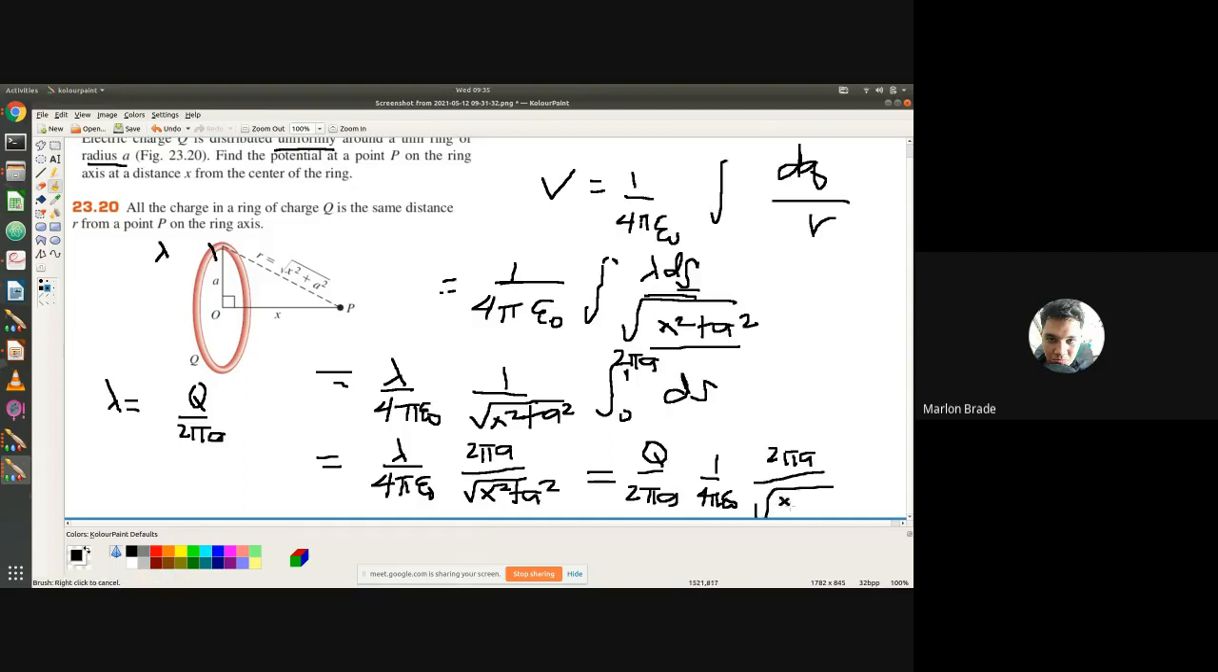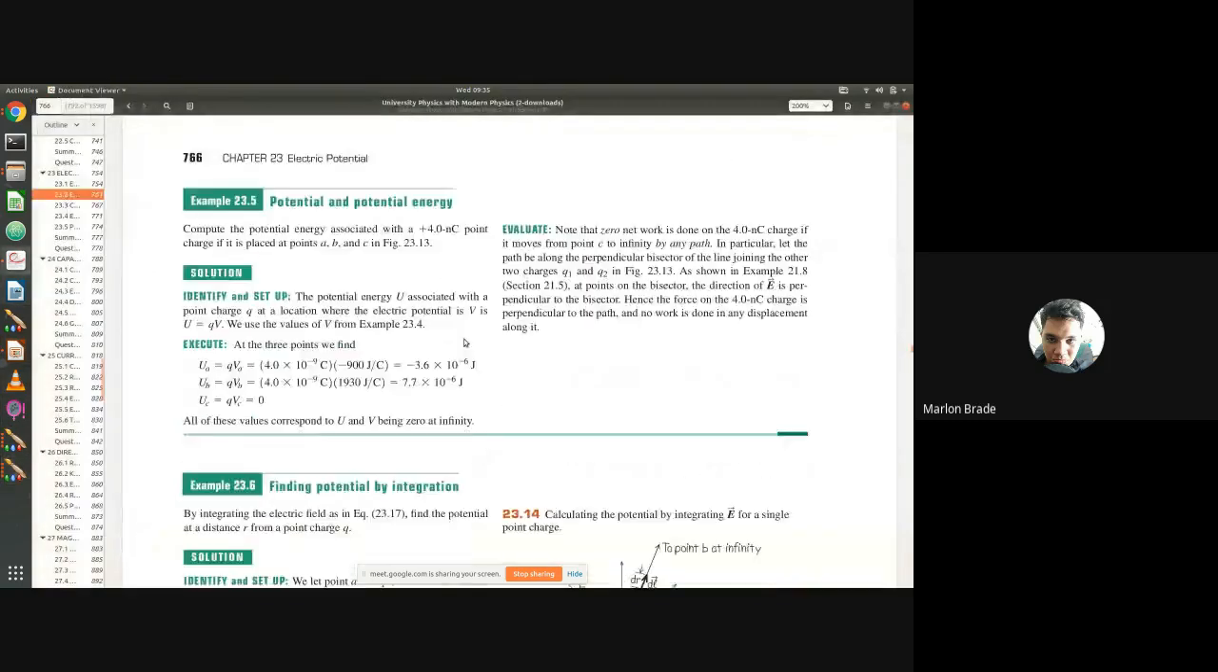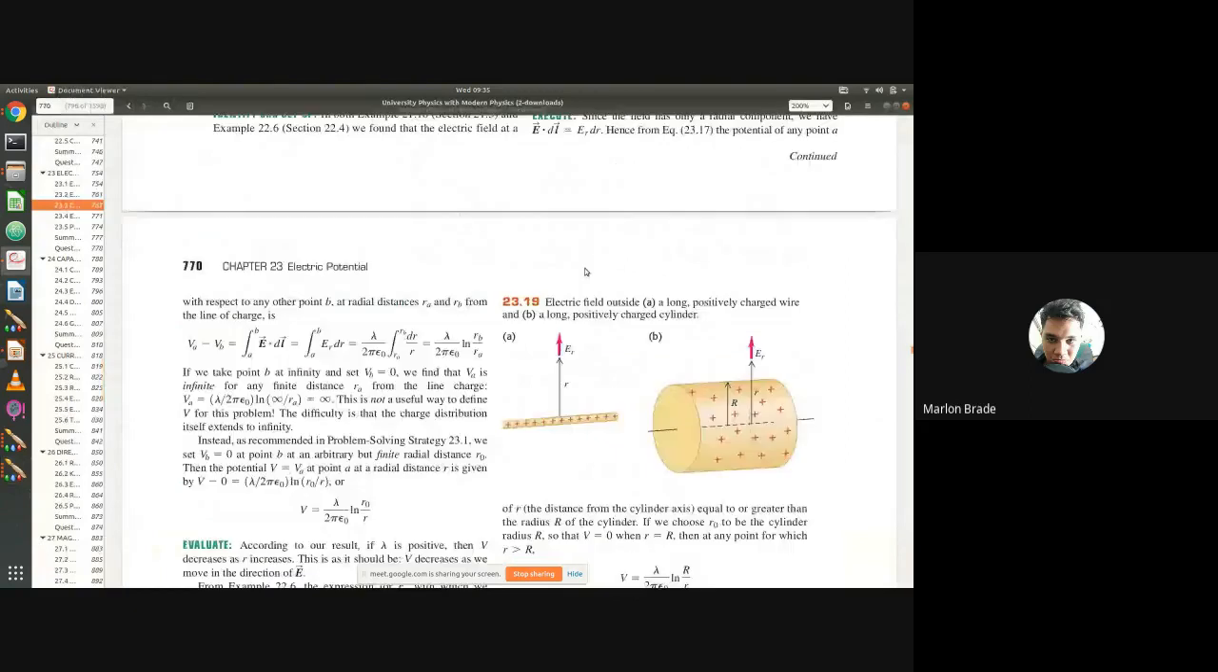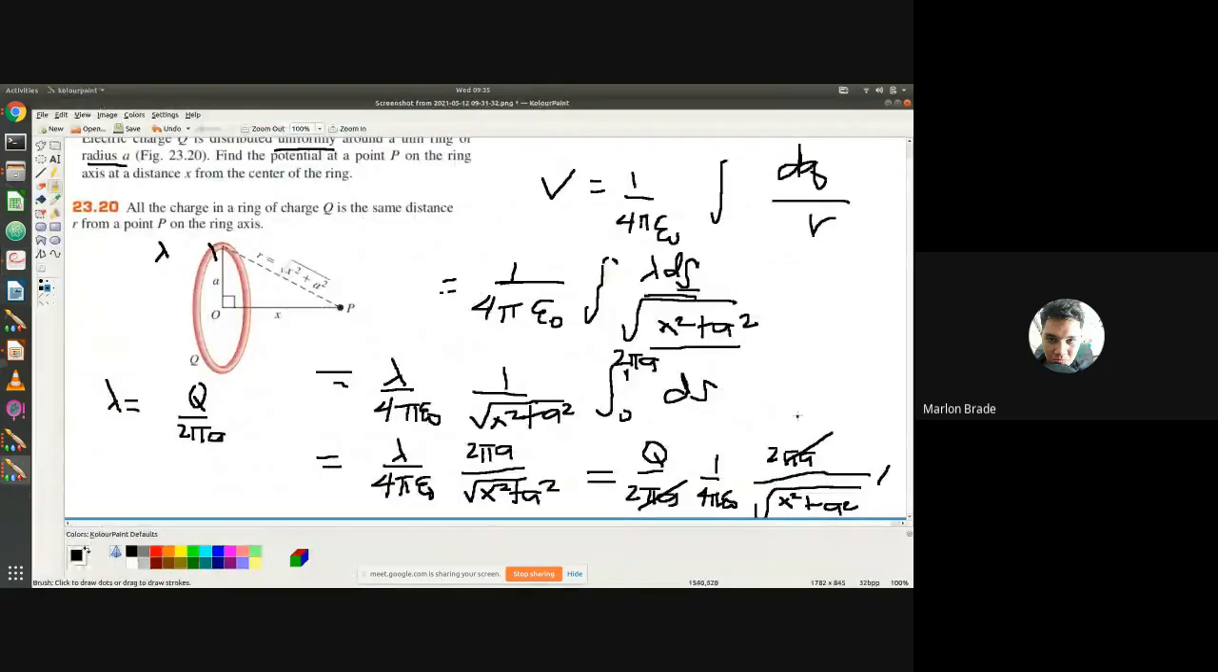Remember, electric potential is a scalar quantity, a voltage difference, so it has no direction. So, we get Q over 4 pi epsilon naught times the square root of x squared plus a squared. Now we have the answer, so let us check if it is correct against the book. Yeah, this is Q over 4 pi epsilon naught square root of x squared plus a squared. Any questions so far?